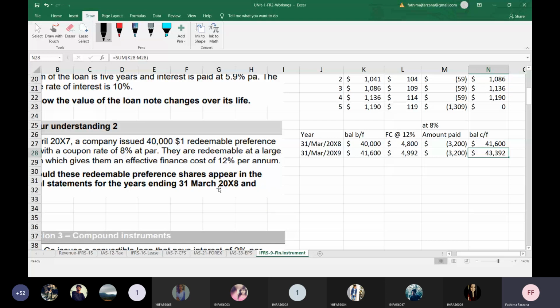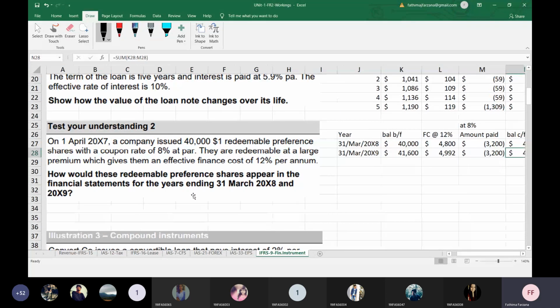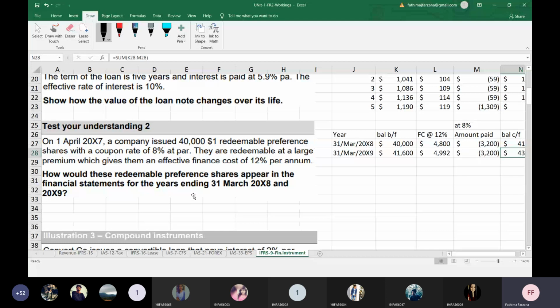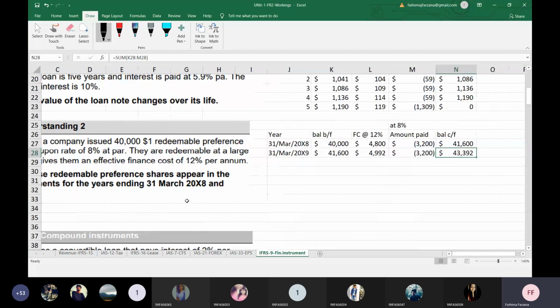So how would these redeemable preference shares appear in the financial statement for the year ending 31st March 2008 and 2009? They are asking. So I'll just show the extract. Okay. So first, let me write SOPL within brackets, extract.